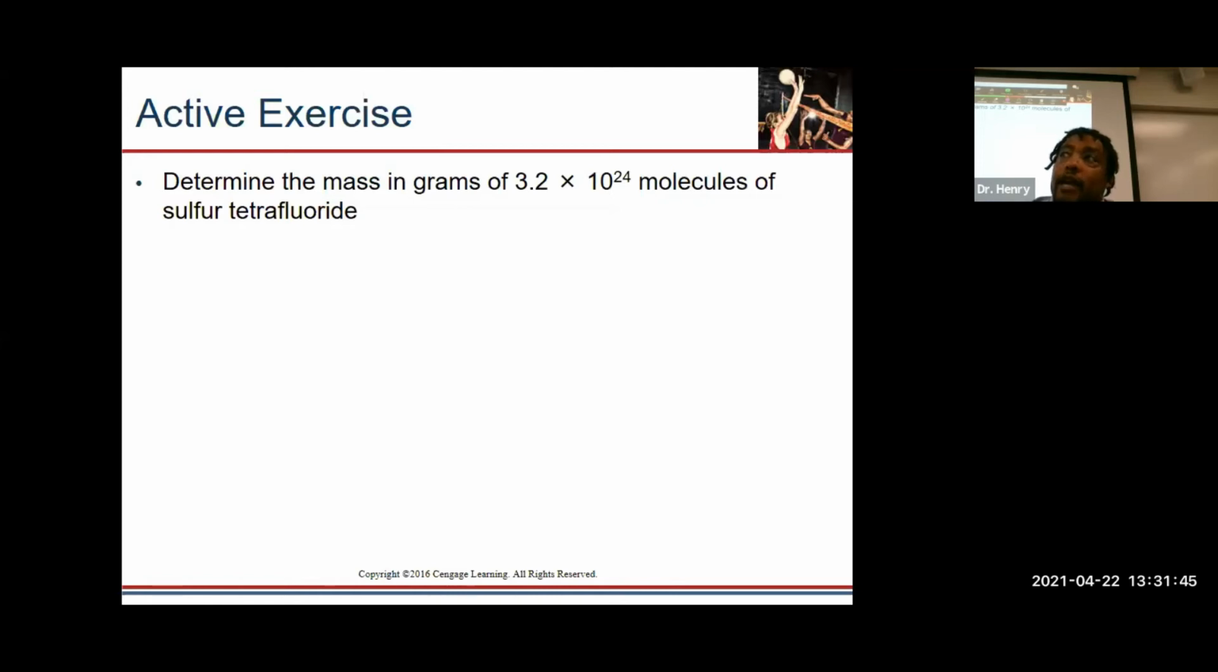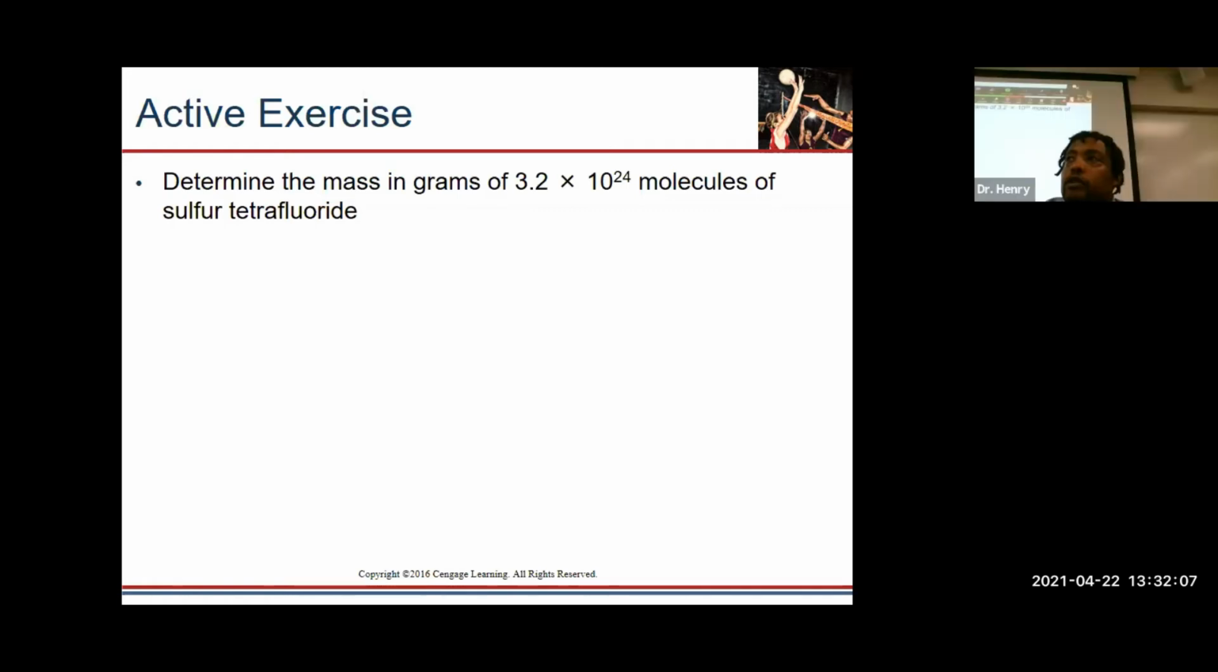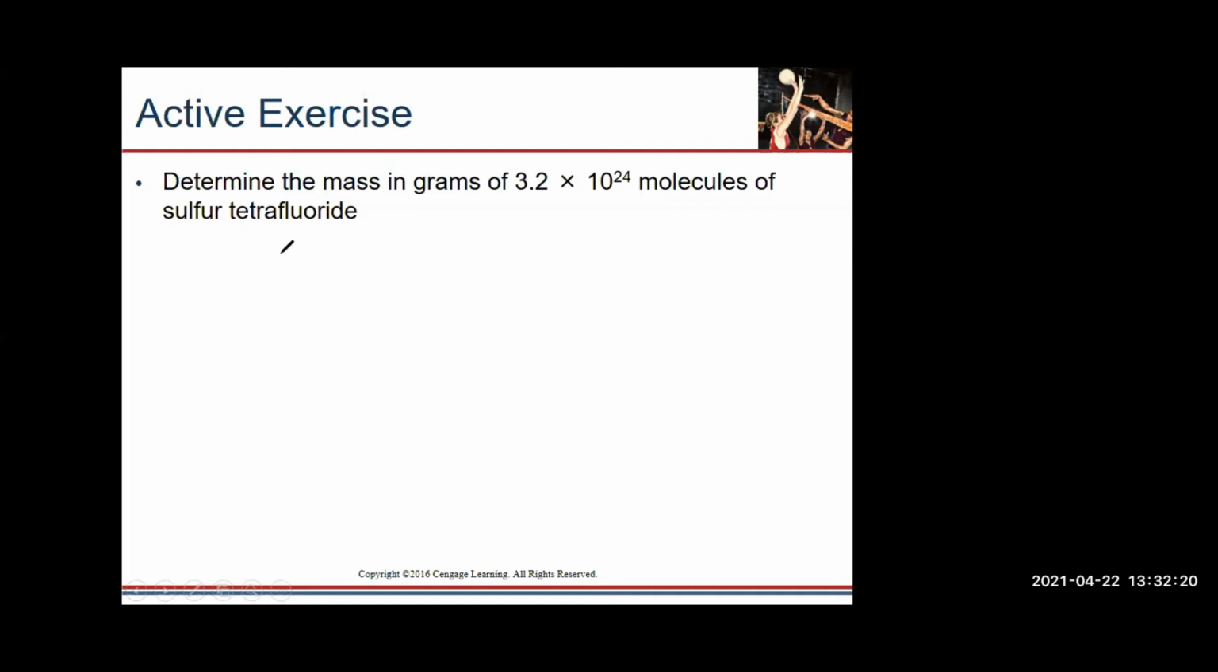Determine the mass in grams of 3.2 times 10 to the 23rd molecules of sulfur tetrafluoride. What do I need to do? What is the first step? You need the formula for sulfur tetrafluoride. Okay, so what is the formula for sulfur tetrafluoride? Would it just be SF4? That is correct.